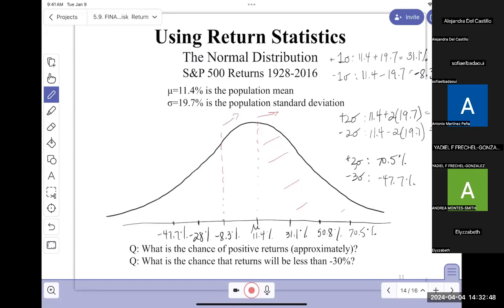So the chance of positive returns is between, how much would it be if it was here? Then 68. No, 68 is if it's in the middle, but you're close. Oh, yeah. So this is 50. This is not 32, it's 34. How did I get 34? I just took 68 and divided it in half. This is 34.